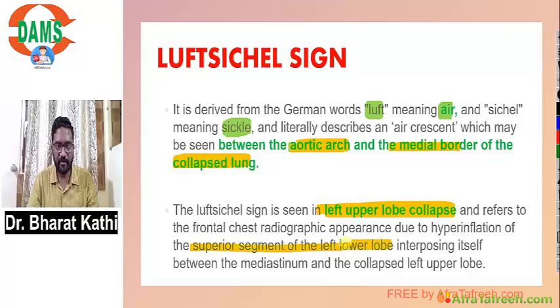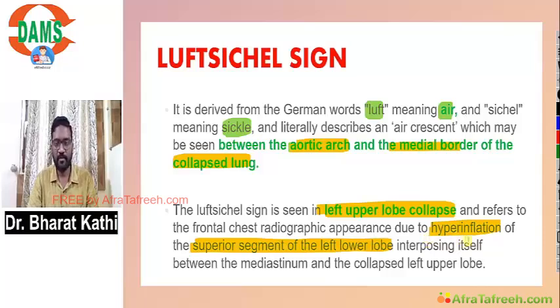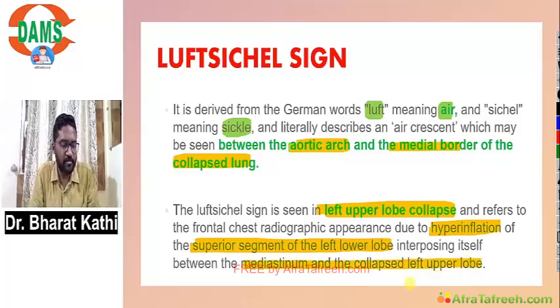of the left lower lobe. So it is due to left upper lobe collapse, and there can be hyperinflation of the superior segment of the left lower lobe. That can result in that rim of air, a rim of air interposing between the mediastinum and the collapsed left upper lobe.